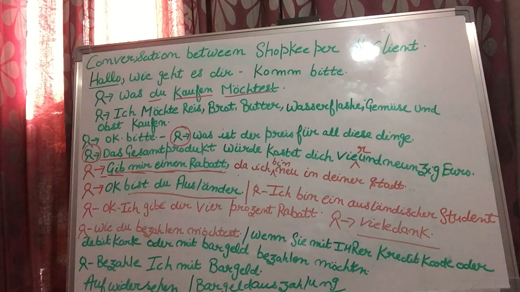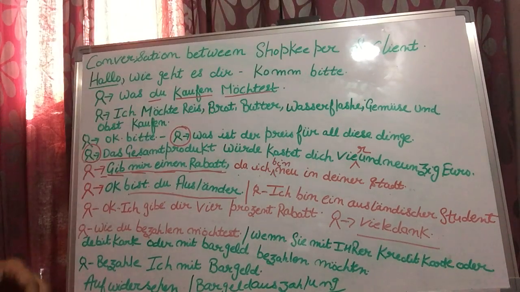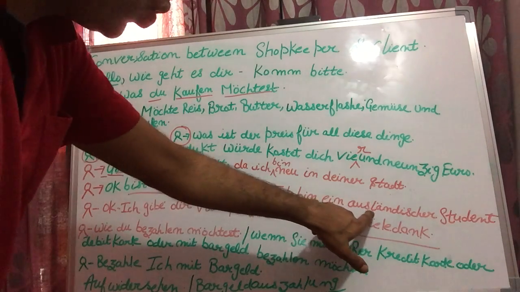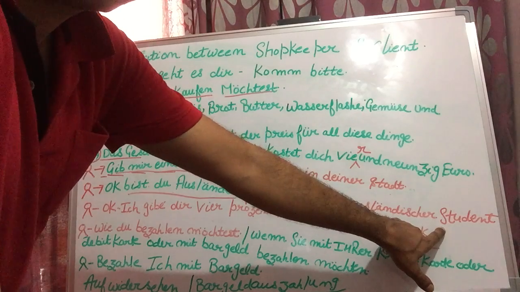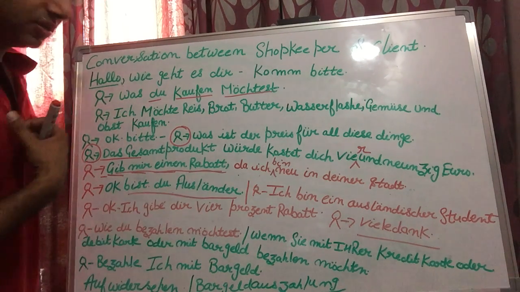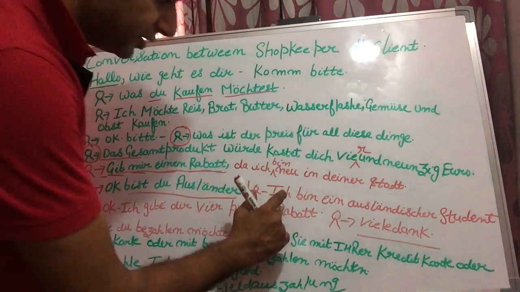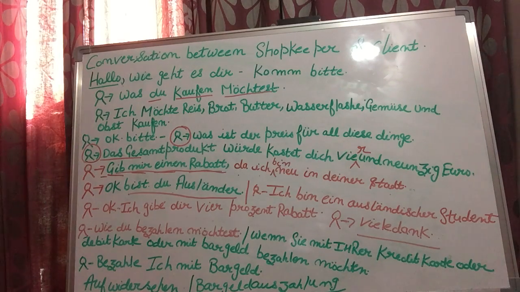So for that reason, the shopkeeper is asking you. This is the conversation between the shopkeeper and the client. So the shopkeeper asks, okay, bist du Ausländer? Are you the foreigner? Then you will say, ich bin ein ausländischer Student. I am a foreign student. Speak after me. So when the shopkeeper asks, bist du Ausländer, what will you say? Ja, ich bin ein ausländischer Student. I am a foreign student.